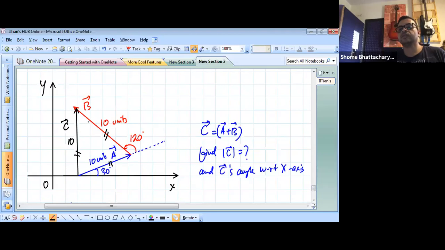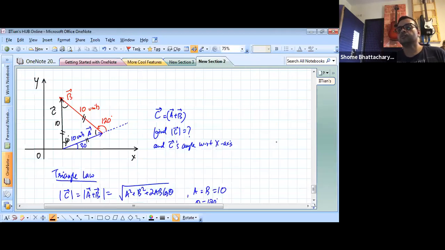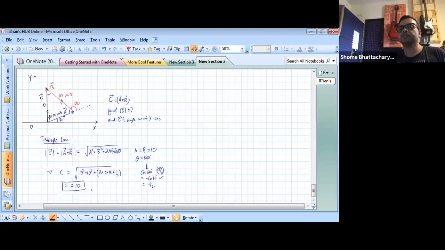So if it's an equilateral triangle, that means these angles are all how much? 60 degrees. So what is the angle of C with respect to the x-axis? It will become this angle, 30 plus 60, so it will become 90. So we can get the second thing, the angle of C with respect to the x-axis, from that geometrical unity. Okay. So once we understand this, next we go back to the diagram and we understand that it's an equilateral triangle.